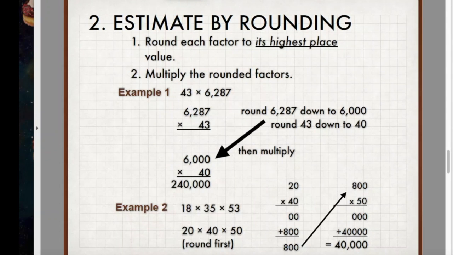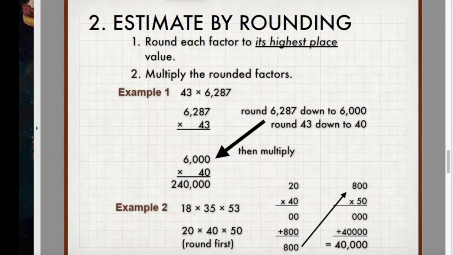Let's look at the first example, 43 and 6,287. We want to go ahead and place the 6,287 on top, 43 under that, and then we want to go ahead and round. The 6,287 will round down because remember, we're going to underline that 6, focus on the 2. 2 is under 5, so that rounds down to 6,000. The 43, the 4 is the number we're focusing on. We underline that. We circle the 3. 3 is less than 5. So we round that down to a 40.